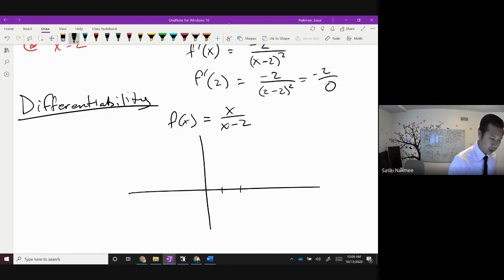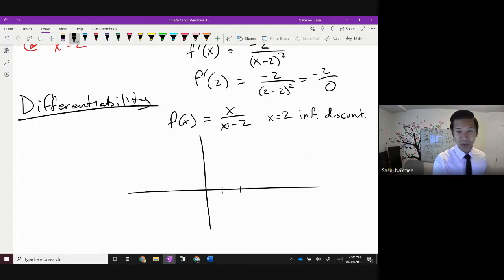At x equals 2, you guys hopefully remember from chapter 1, we have an infinite discontinuity. Do you remember that phrase? How do I know that it's an infinite discontinuity? It's non-removable, and it's not a step function. It's a rational function, so it actually does something like this. You have a vertical asymptote, and the function looks something like this.